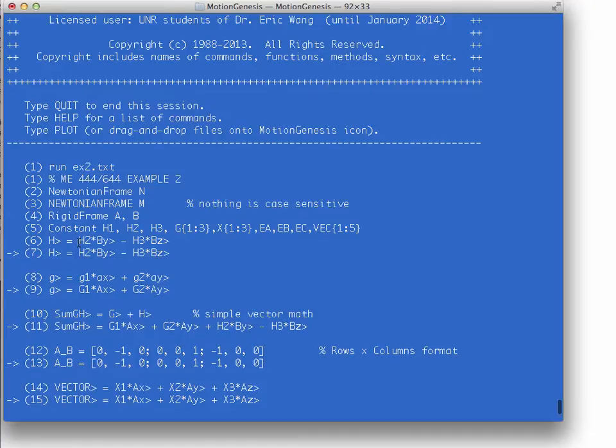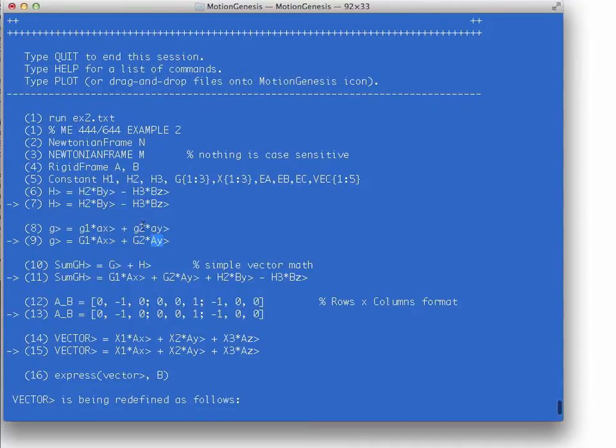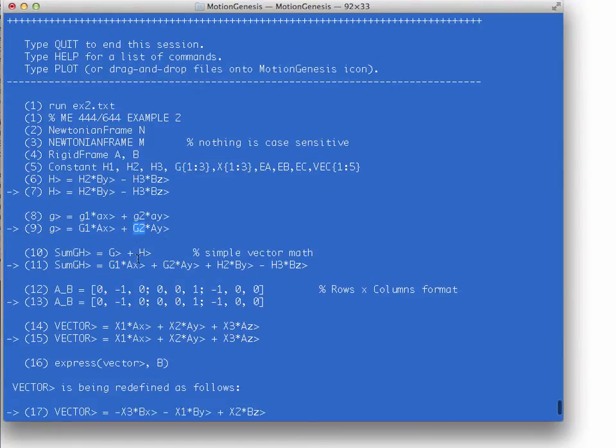So I define a vector H and I define another vector G, just reminding us that it likes to capitalize the unit vectors. Motion Genesis likes to capitalize AX and AY. It's not case sensitive, but it just likes that for whatever reason. And it likes to put the constants in the format you gave. Since I used capital G1, 2, and 3, it's returning capital G1, 2, 3. But it doesn't make too much difference.